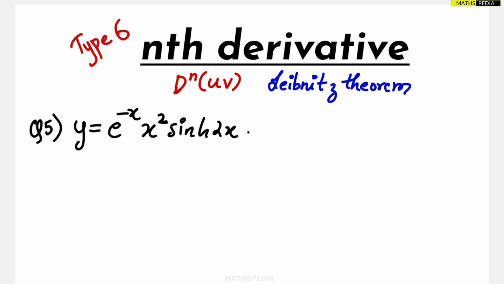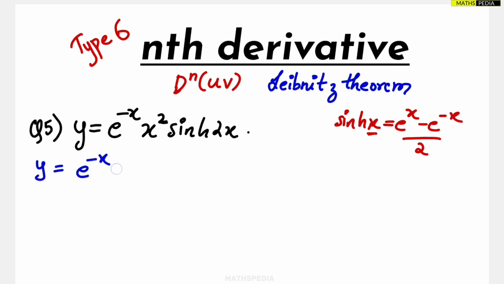So what we can do, we can just simplify those two terms. First thing, whenever you're getting a hyperbolic function, that can be converted into an exponential function. We have studied that type of problems before also. So let us see how to convert. As we know that sine hyperbolic x can be written as e power x minus e power minus x by 2. The same concept we have to apply here. In place of x, substitute 2x. So y will become e power minus x into x square into e power 2x minus e power minus 2x by 2.